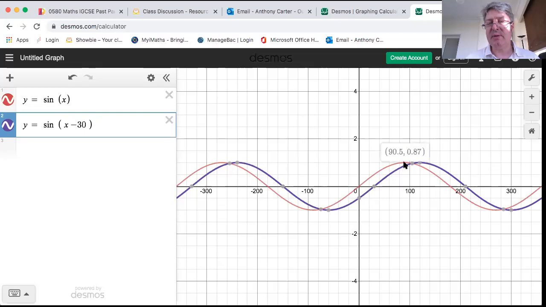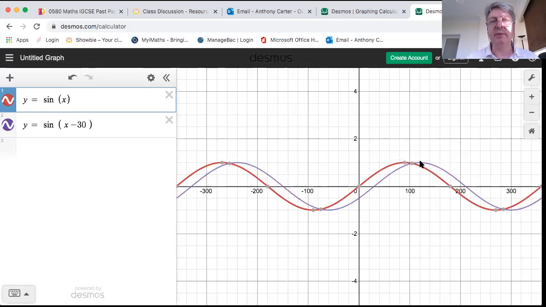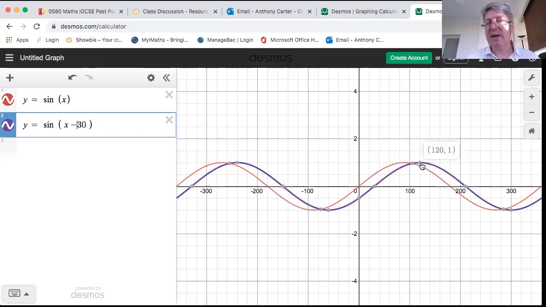So this point here, of course, is 91. Let's get the sine curve. There it is, the 91. And if we move across, this point here will be 121. So we'll just go back to the highlight there. There it is. So every point on the curve has moved 30 degrees to the right.